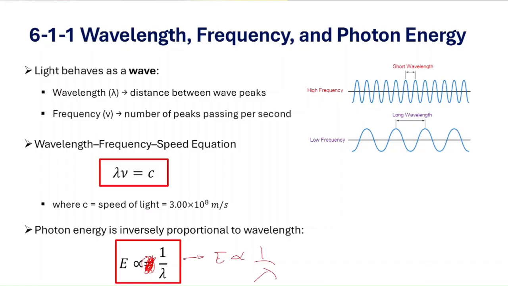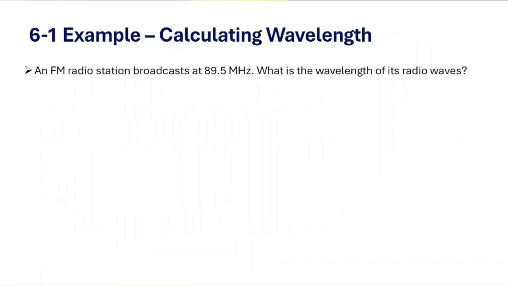Alright, now let's make this concrete with a practical example, shall we? Okay, let's practice with the radio station. This will demonstrate how wavelength and frequency are related and how to use the formula lambda nu equals c in real situations. So now we are asked to calculate the wavelength of radio waves emitted by an FM station broadcasting at 89.5 megahertz. Before I solve it, take a moment to think. Which formula might we use to connect wavelength and frequency?